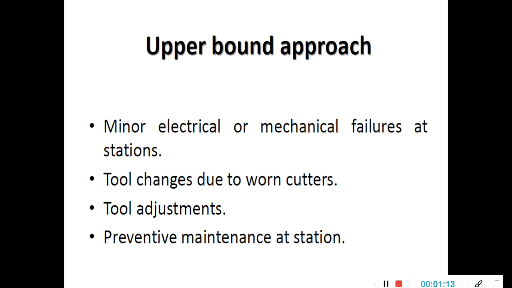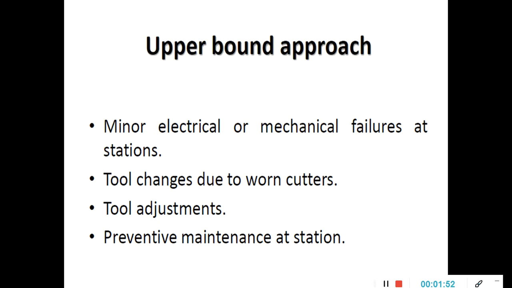There may be other reasons for the breakdown of a machine. There may be insufficient electricity, there may be mechanical problems in the machine, a tool may get worn out, there may be a maintenance problem. Due to these different reasons, the machine may break down. For these reasons, it is not necessary to remove the work part from the workstation. Got the idea? Upper bound approach means whenever a breakdown occurs in the industry, we assume the work part is not going to be removed from the workstation.